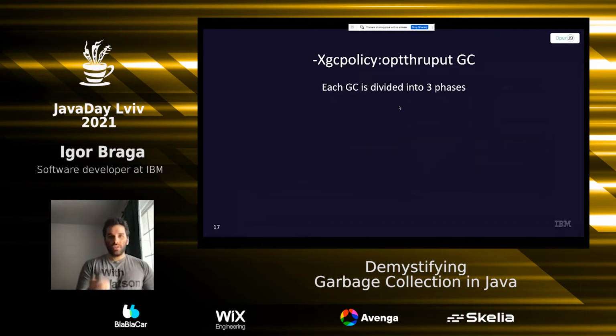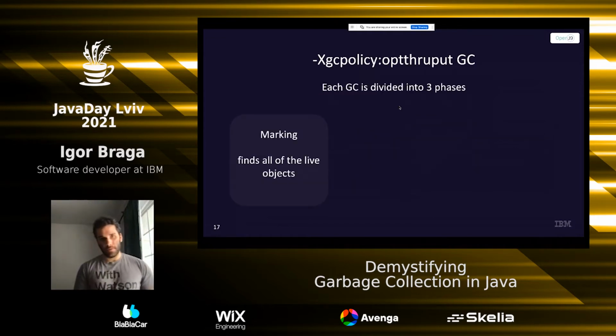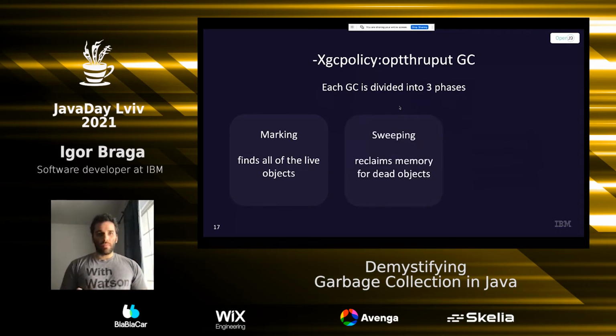Now, each GC here is divided into 3 phases, right? Marking. So marking is where we find all the live objects through the object graph, through the roots. Then once we mark all the live objects, we sweep, meaning we reclaim memory from all these dead objects, or all the objects that are not considered live.